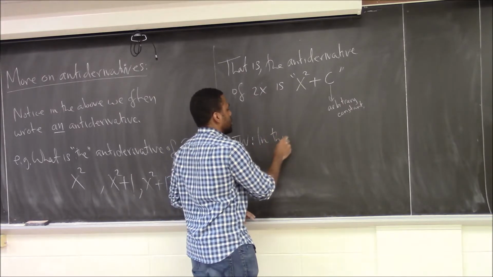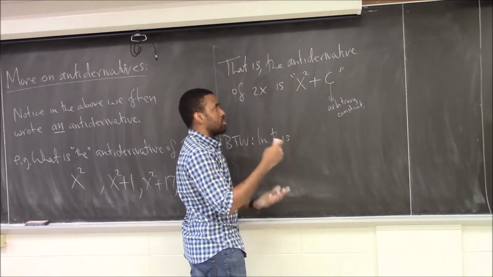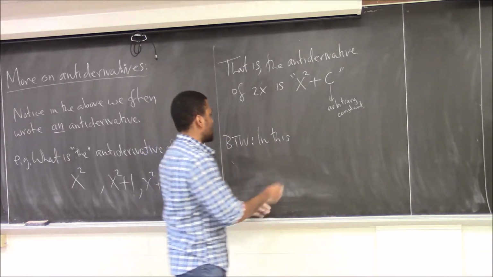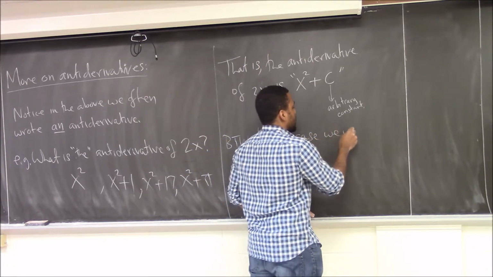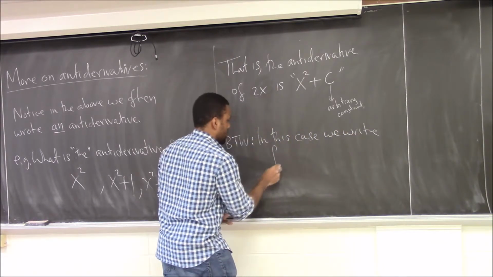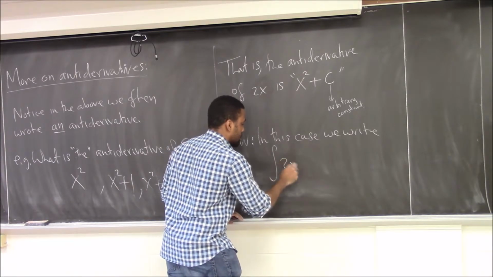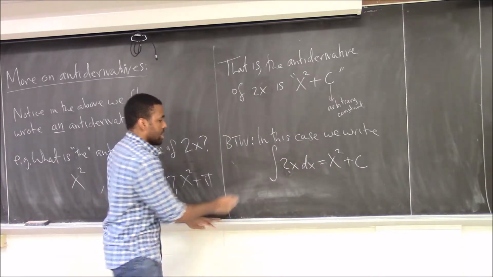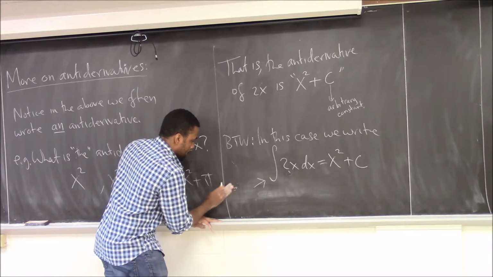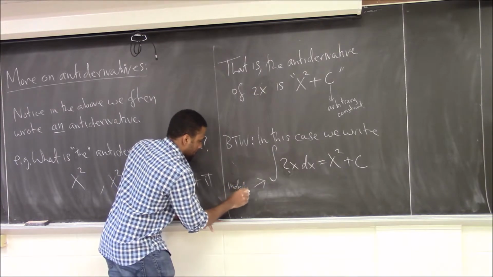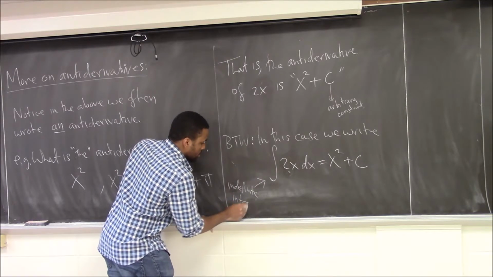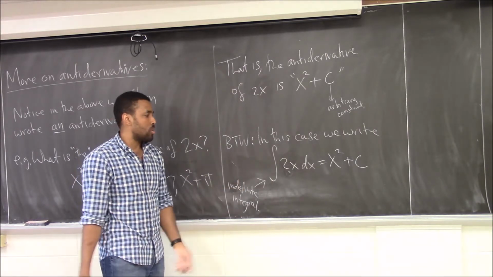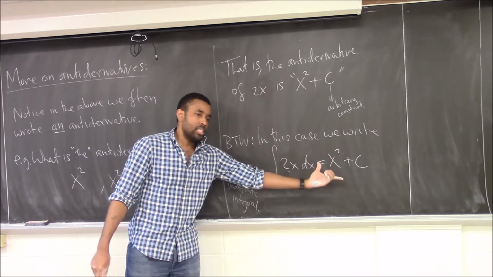In this case, because the antiderivative and the derivative are connected to the area, you can use a similar notation. We write the integral of 2x dx equals x squared plus c. Notice I write an indefinite integral, so I don't specify what interval I'm working on. I'm just specifying in general the antiderivative of this function is that function.